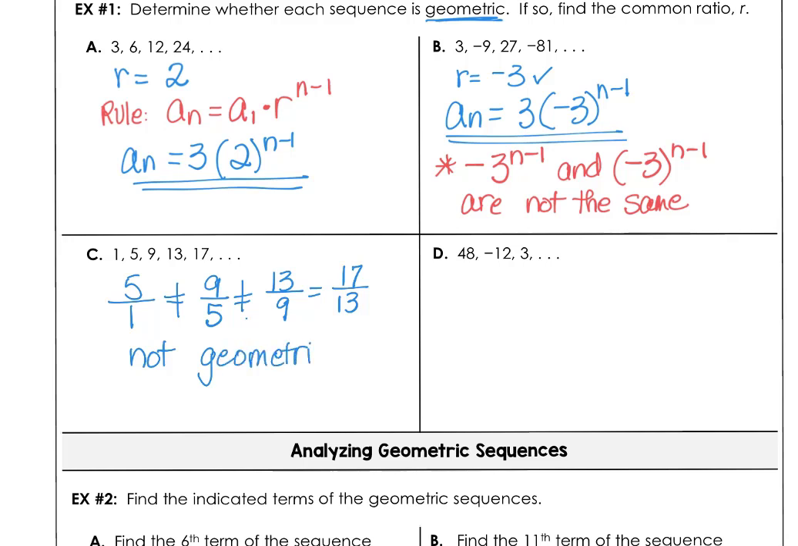And then our last example, 48, negative 12, and 3. Negative 12 divided by 48 is negative 1/4. And 3 divided by negative 12 is also negative 1/4. So our explicit rule would be 48 times negative 1/4 to the n minus 1 power.